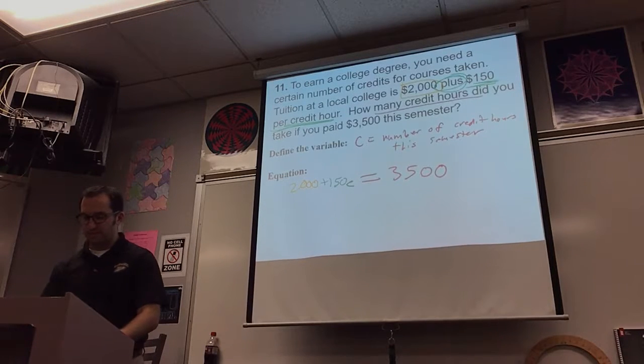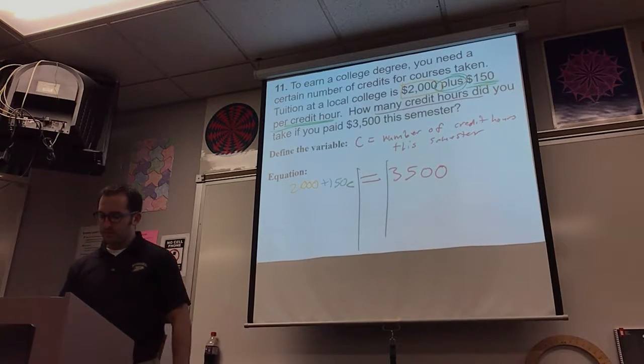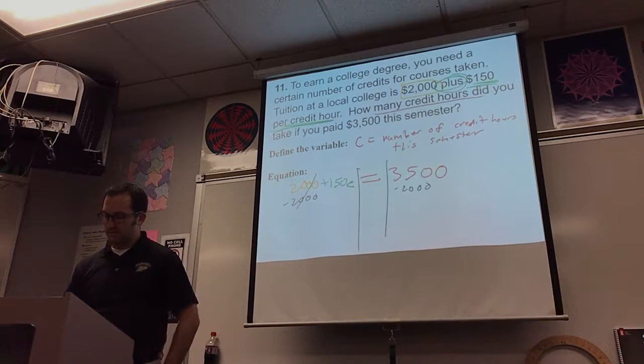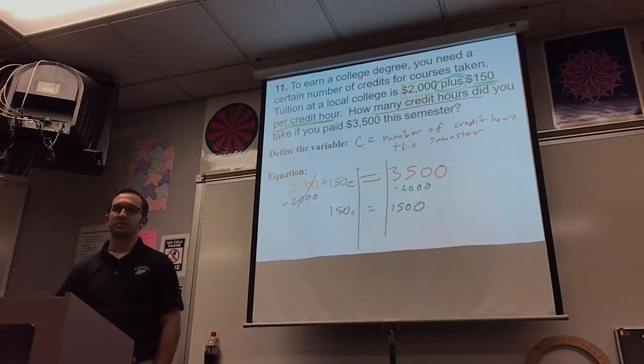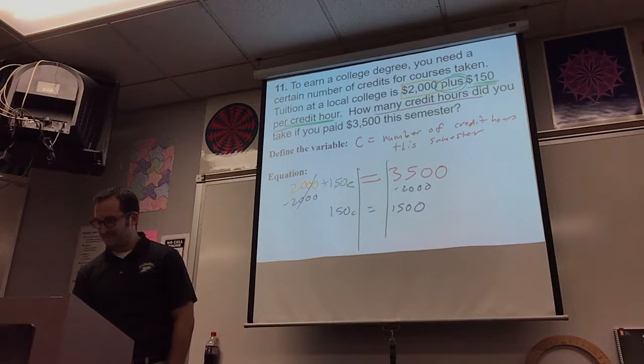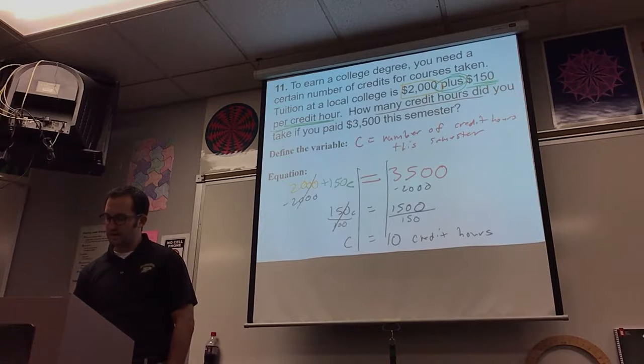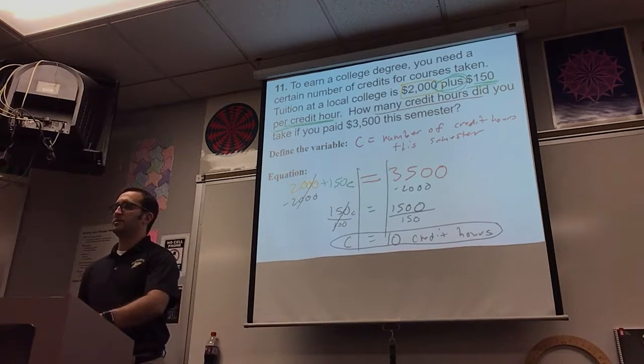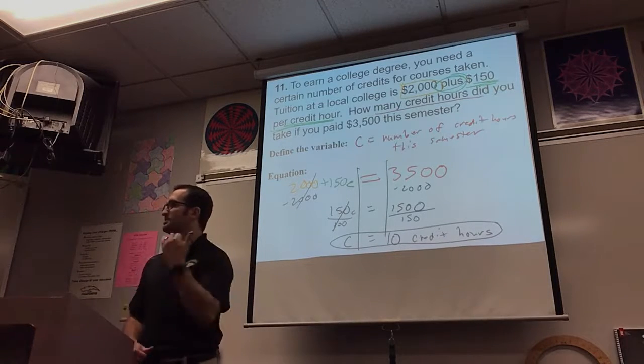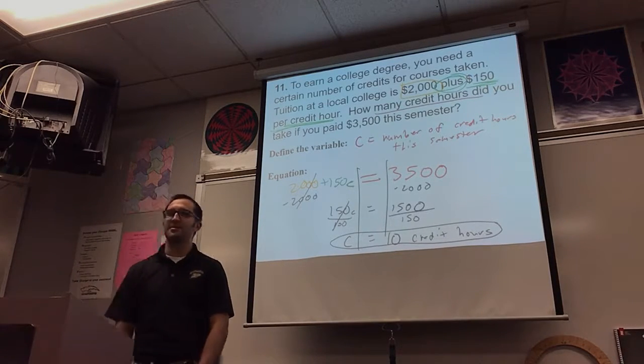It looks a little different than what we've done before, but that's okay. We subtract 2,000. We're left with 150C equals 1500, and this is where Harshukman was giving us our answer earlier. We divide both sides by 150. And C equals 10 credit hours. Anybody have any siblings in college? You can ask them about credit hours when you get home.